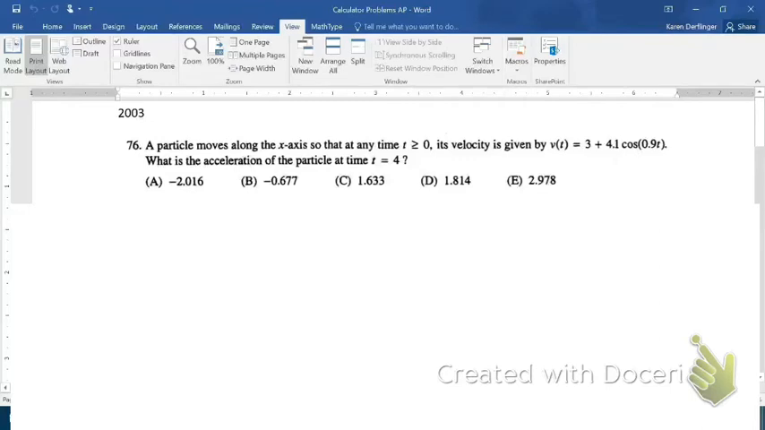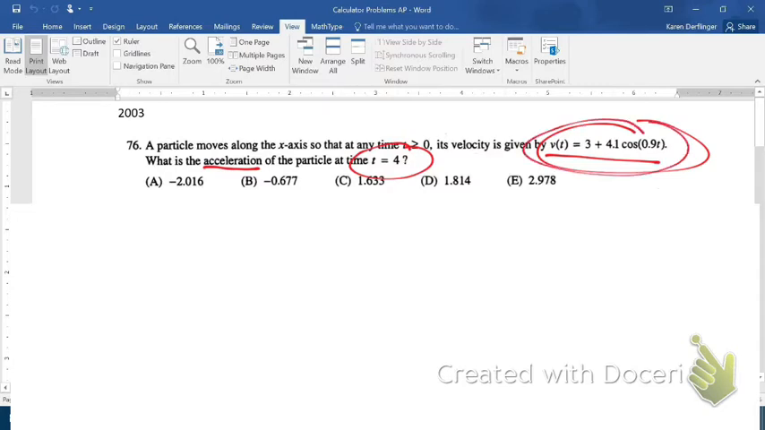So the first one, number 76, is basically asking for the acceleration, but it gives you velocity, so that's one derivative away. So you just need to do nDeriv of this, evaluated at 4. Okay, so nDeriv is Math 8 of this.